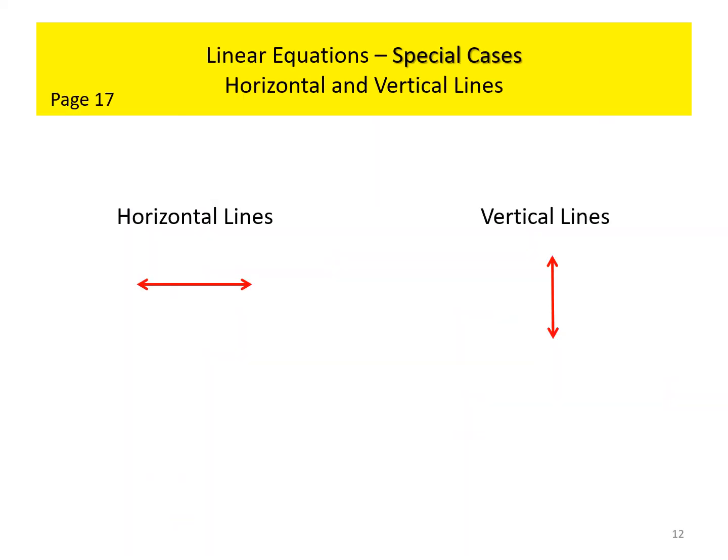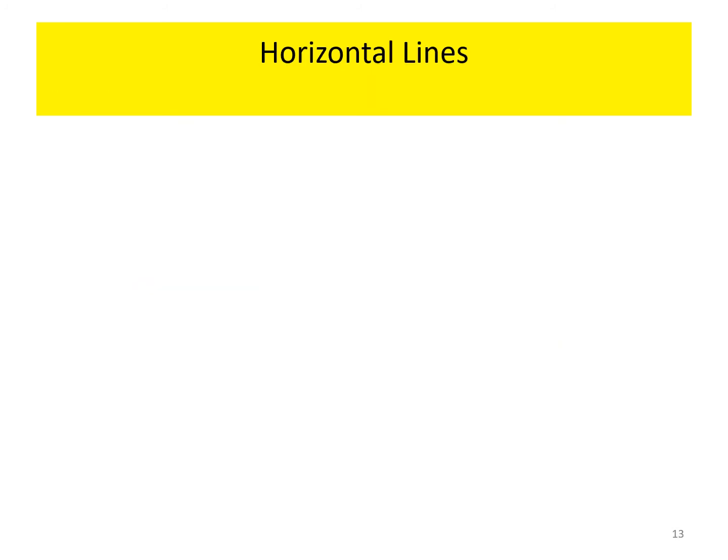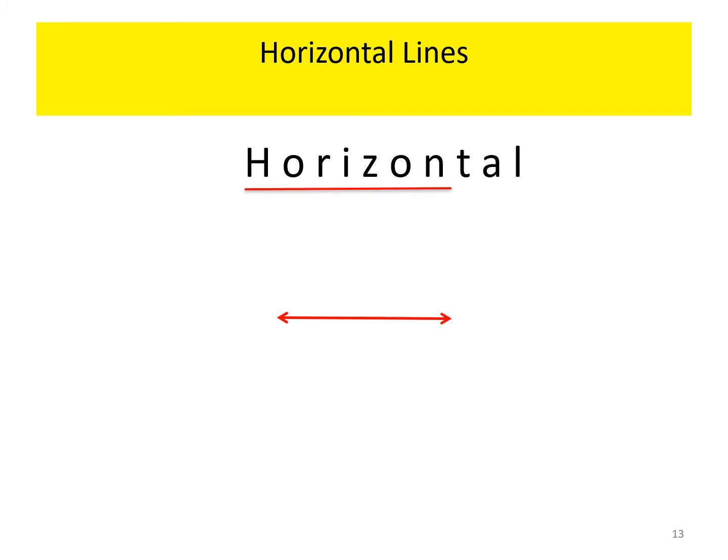We're continuing now with linear equations, special cases. We have horizontal and vertical lines. Now some of you get confused between which is a horizontal line and which is the vertical line. One way of remembering which is a horizontal line is looking at the beginning of the word and thinking about the horizon. The other way is to take the line and cross it over the H.